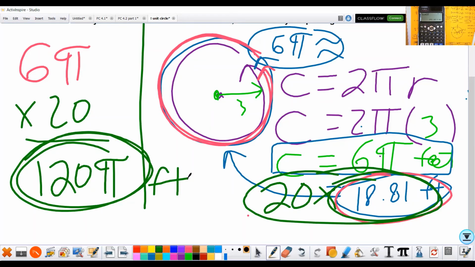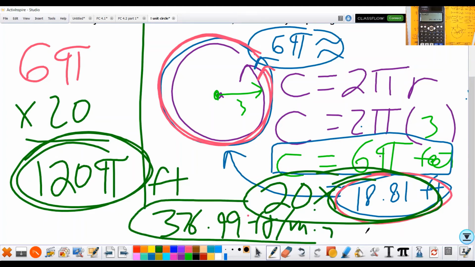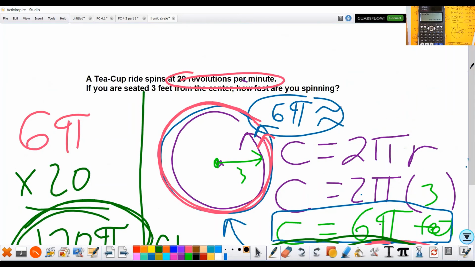So I'm going to see what that is. And that's 376.99 feet in a minute. So you're traveling more than a football field in a minute. Of course, that's an entire minute. Of course, you're spinning in a circle. Okay, so that's that question.